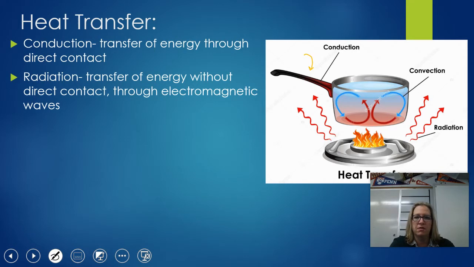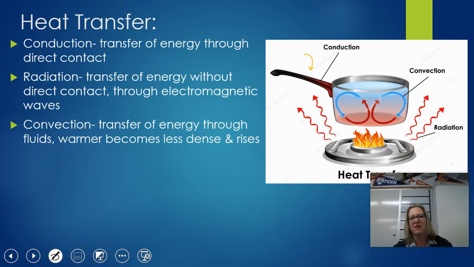Radiation is the transfer of thermal energy without contact. When you hold your hands over a flame, you can feel the heat without touching it. That's the transfer without direct contact, and that thermal energy is transferred through electromagnetic waves. This is how we feel the heat of the sun. The heat of the sun travels through space. There are no particles of matter in space, so you can't transfer the energy through particles that are in contact with each other. It has to be able to transfer by radiation.